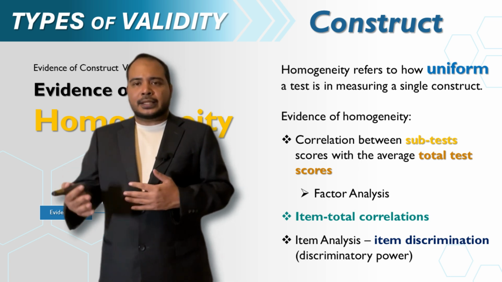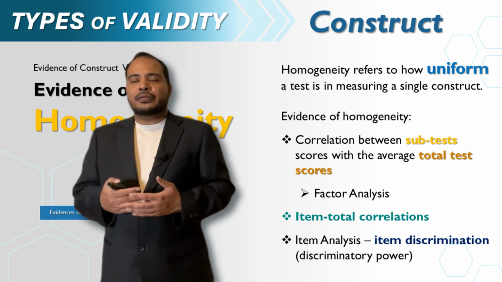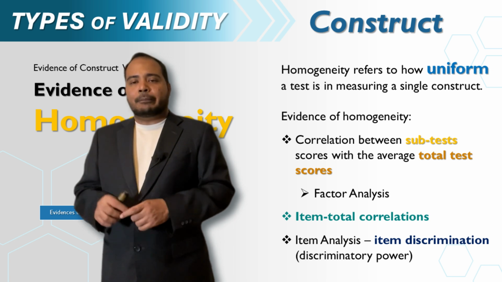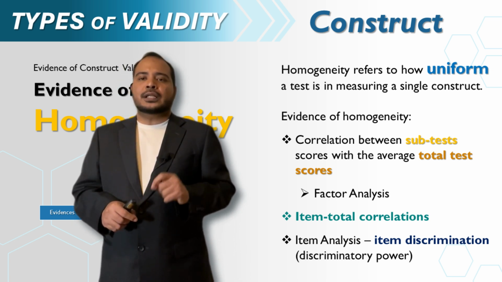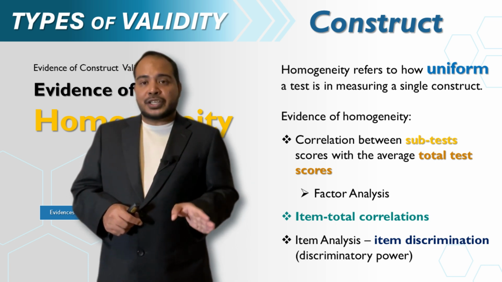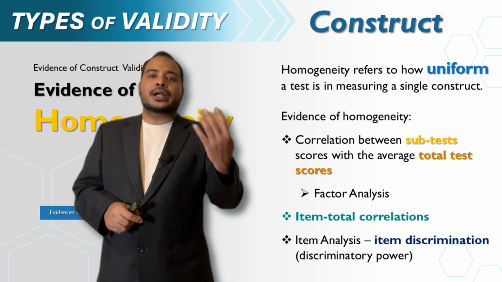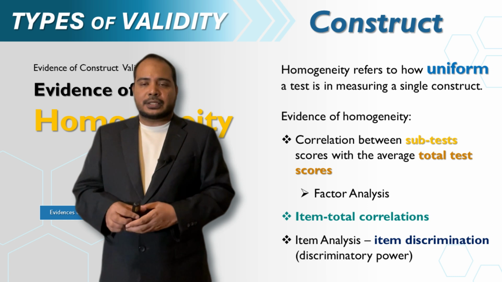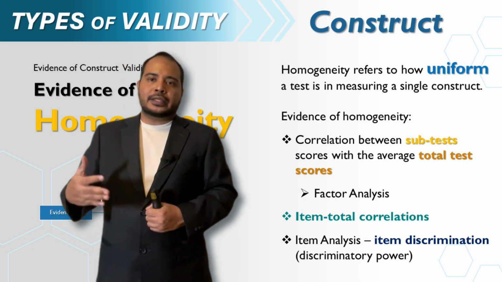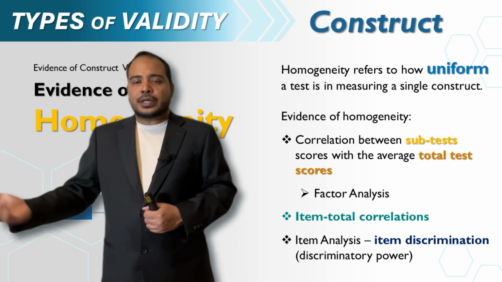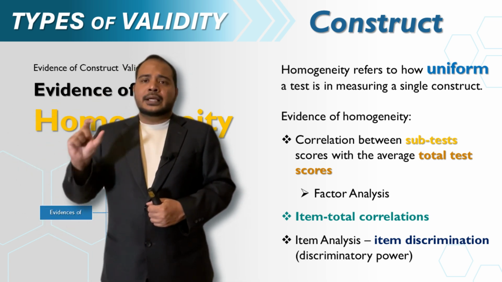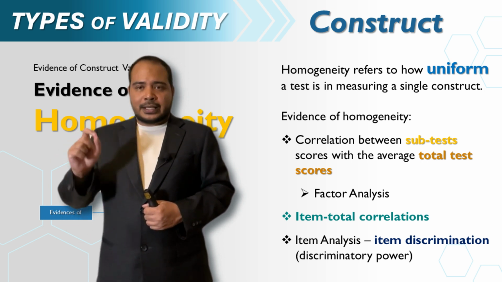So how can we gather the evidence of homogeneity of the test? One of the methods to gather this evidence is by looking at the correlation between subtest scores with the average of the total test score. What is a subtest score? Imagine like this: if your test is multidimensional, your test has more than one component, domain or dimension. Say, for example, motivation just now. I developed a new motivational skills test that contains three components: component A, component B, and component C. Each of these components is considered a subtest.